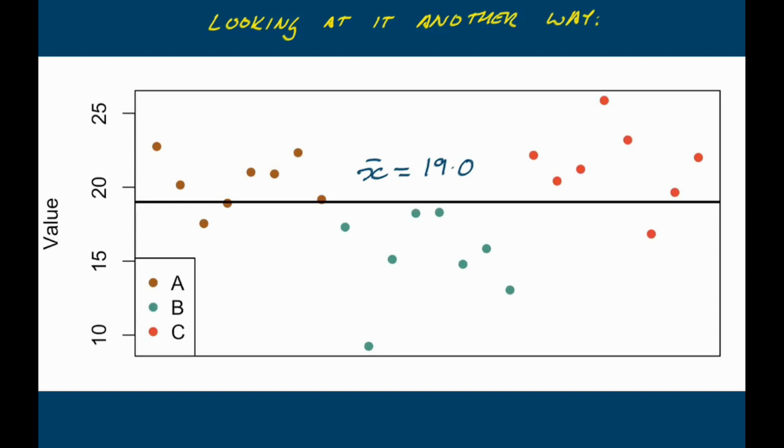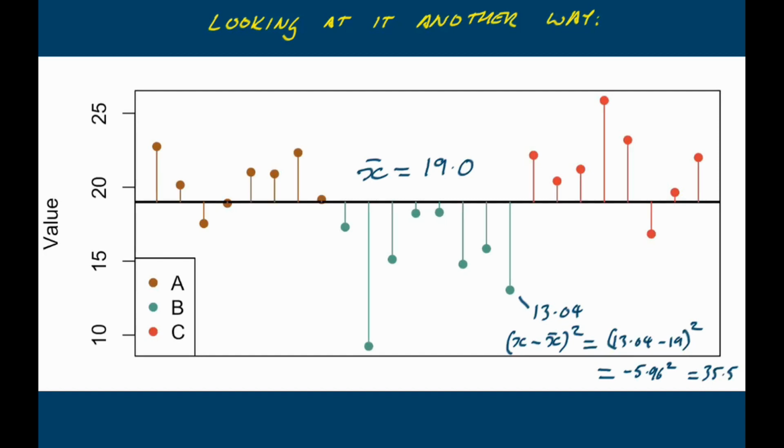And then for each data point, we can calculate the difference between that data point and the grand mean. So this data point here has a value of 13.04. So in order to calculate the total sum of the squares for this variable, we would subtract the mean from 13.04, and then we would square the result of that. So if we do that calculation, it's minus 5.96 squared, which is equal to 35.5. And then we would do that for every data point in this data set and add them all together, and that gives us the total sum of squares for this particular variable.